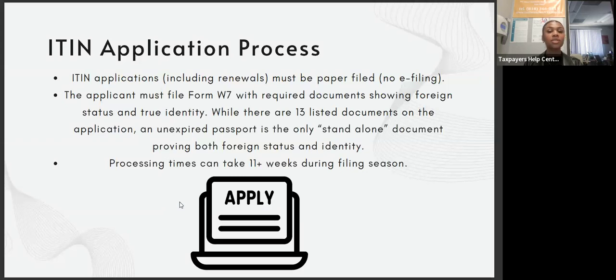The application process for ITIN numbers. ITIN applications, including renewals, must be paper filed, no electronic filing. The applicant must file Form W-7 with required documents showing foreign status and true identity. While there are 13 listed documents on the application, an unexpired passport is the only standalone document proving both foreign status and identity. Processing times can take 11 weeks and more, especially during the filing season.